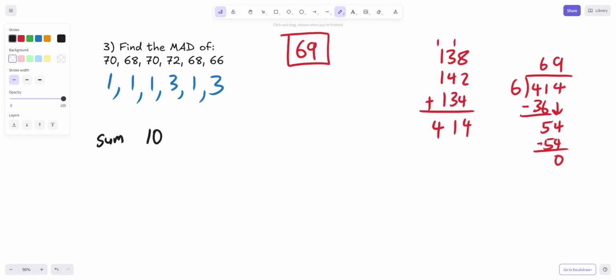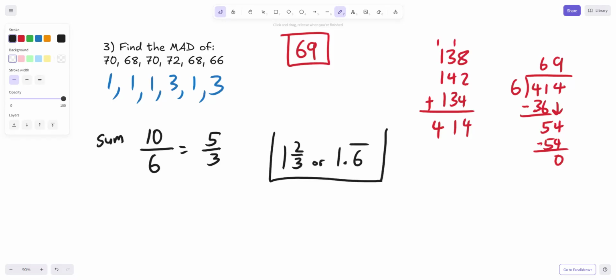Is that right? Yeah, divided by 6. That's gross. 10 over 6, simplify that to 5 over 3. So our MAD is 1 2/3 or 1.6 repeating as our mean of the absolute deviations. All right, that's all.